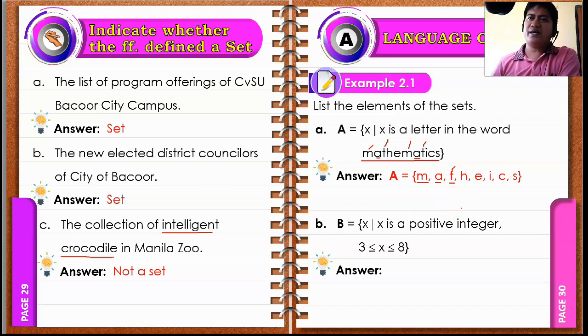Another example. We have the set B of all x such that x is a positive integer, wherein x is greater than or equal to 3 but less than or equal to 8. This time, this symbol is very important. x is greater than or equal to 3 and x is less than or equal to 8. We have the equal sign, so therefore, 3 and 8 are also members of set B. So the final answer will be 3, 4, 5, 6, 7, and 8.